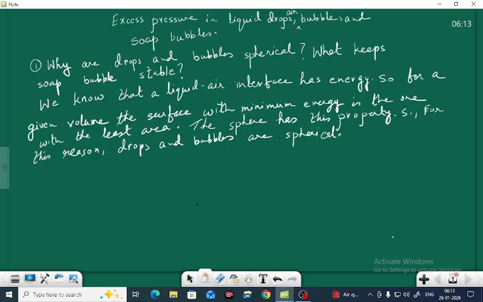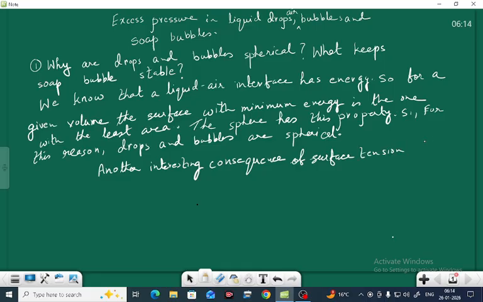Another interesting consequence of surface tension is that the pressure inside a spherical drop.